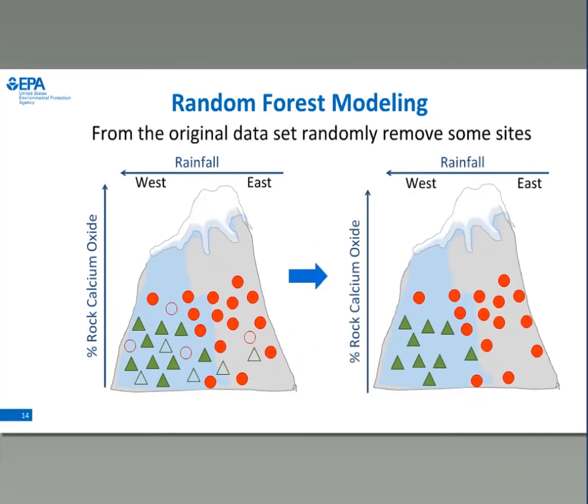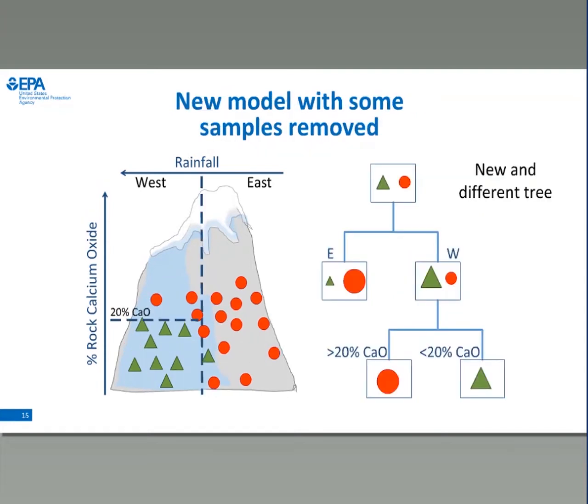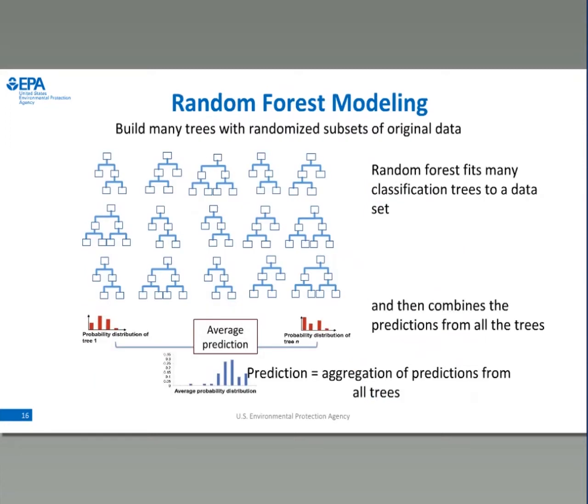Now this is with the original data set, but how do you make more data sets when you only have one data set? Well, what you do is you simply remove some of the sites. So you can see here some of the sites that were sampled are removed, and it creates a new data set from the original data set. And you do this many hundreds and thousands of times. Then you again run the model. This time the breaks fall first on east to west, and then based on calcium oxide concentration in the geology, and you end up with a different tree.